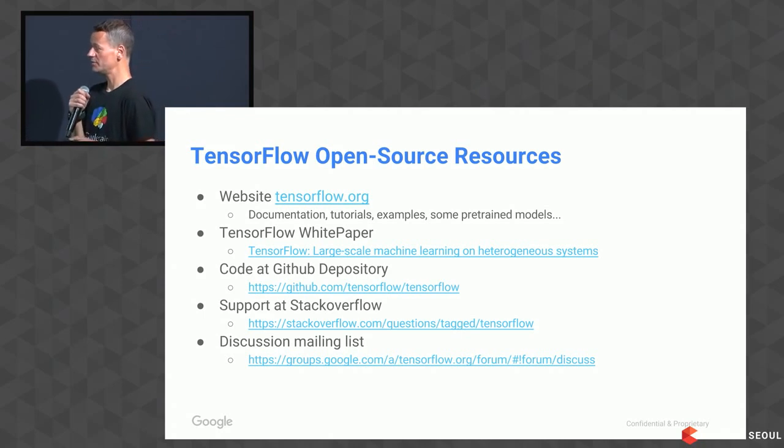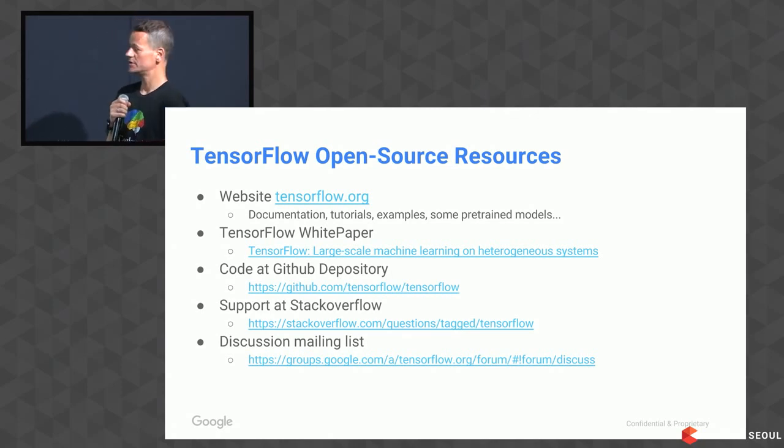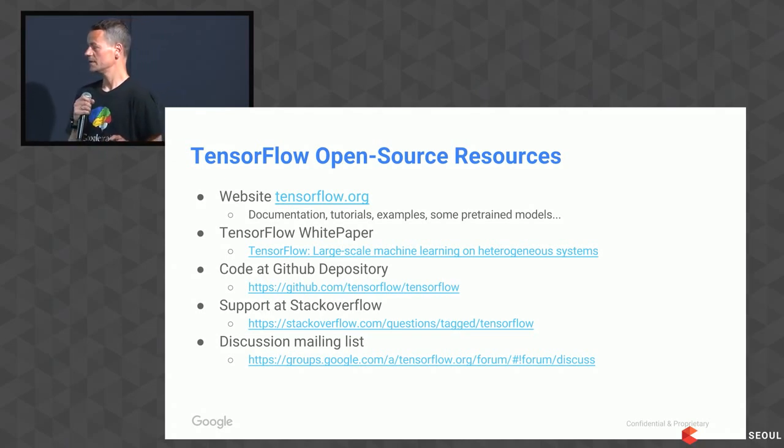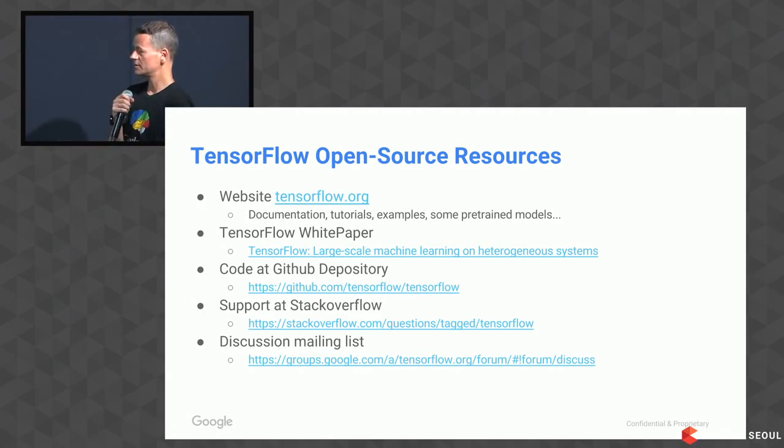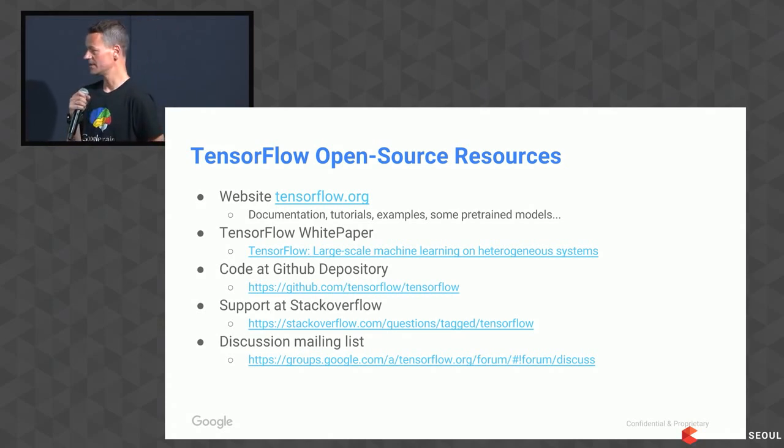There's a TensorFlow white paper that describes the basic idea. The code is at GitHub, which is, of course, typical for any open source today. There's support at Stack Overflow, which is a user community where everybody helps each other, and that seems to work quite well. There's a discussion mailing list that we support. A lot of people in the Brain team are actually on that list and see it. Some people also ask questions there, but it's probably better to ask on Stack Overflow because more people see it, and the chance that it actually gets answered is greater.